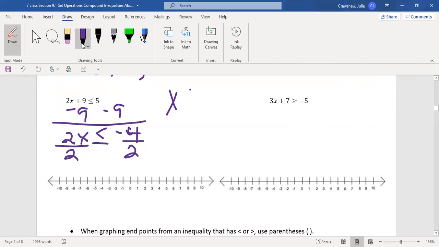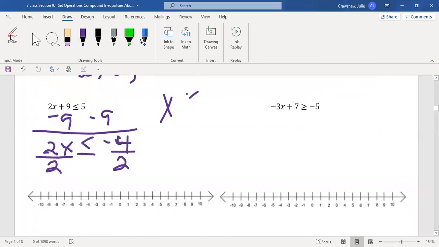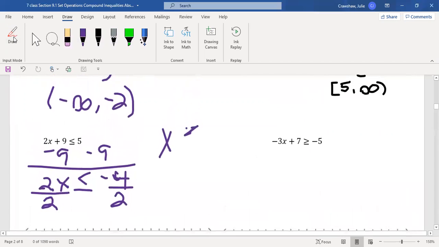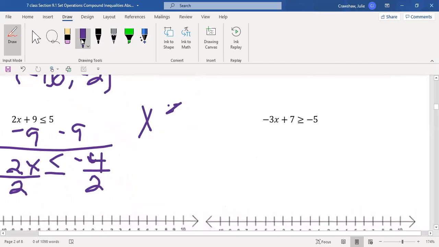x is less than or equal to, my stylus is not picking up. Let's see if I can put my screen up. Less than or equal to -2.